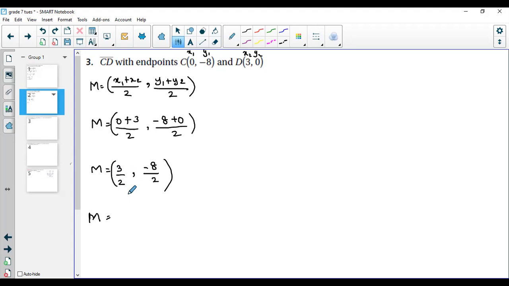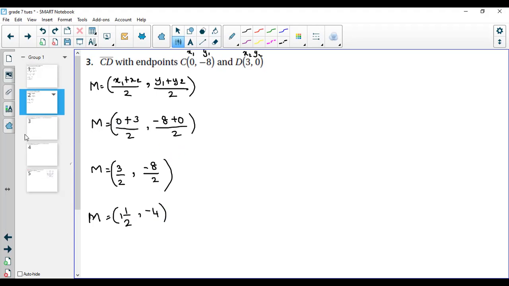Now I have explained in the previous videos many times how to change improper fractions into proper fractions, into mixed numbers. So I'm not going to explain that again here. So 3 over 2 is going to give you 1 and 1 over 2, or you could even say 1.5, because half stands for 0.5, right? So 1.5, and negative 8 divided by 2 will give you a negative 4. So this is how you need to find the midpoint of the given points.